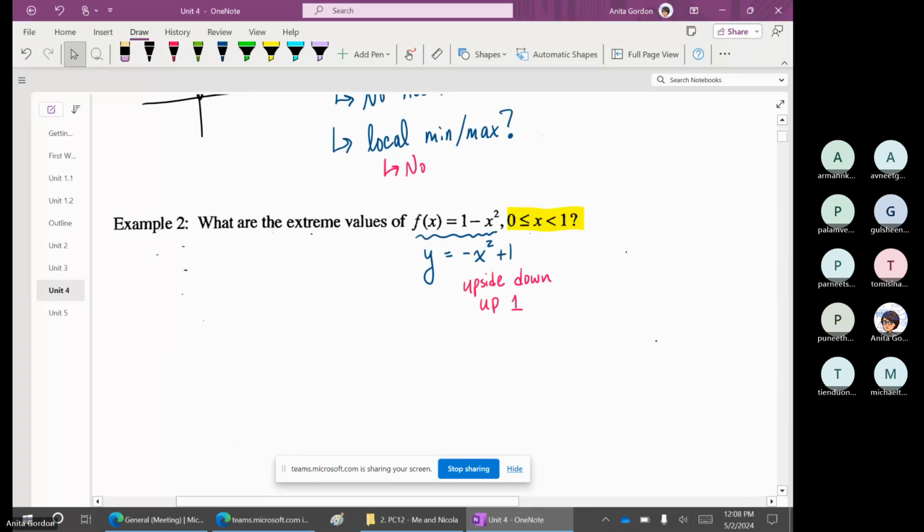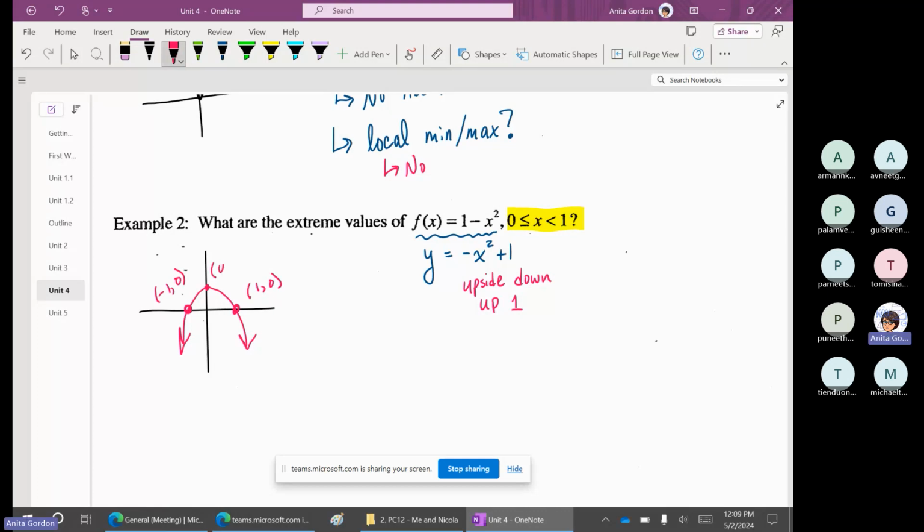And if we remember our transformations, this is upside down or a reflection over the x-axis and then up 1, right? So if I were to graph this, this is up 1. Okay, tell me the coordinates of the x-intercepts. Yes, 1, 0 and negative 1, 0. And what are the coordinates of the vertex? 0, 1.